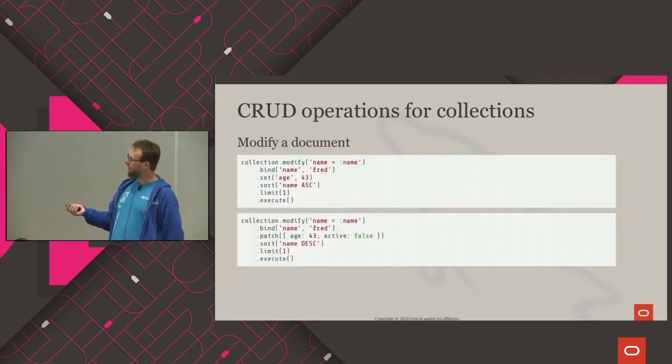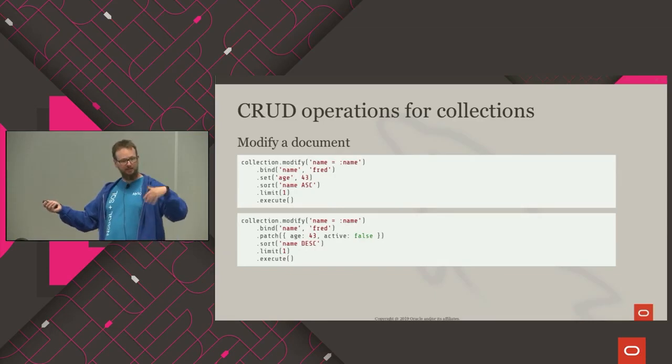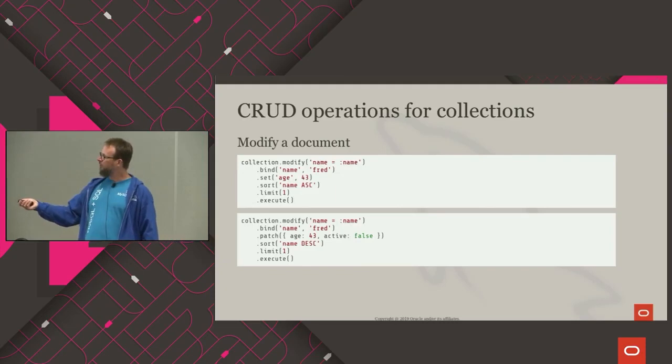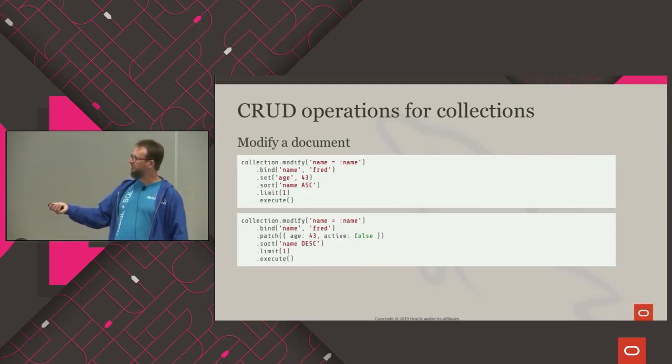So this is an example. I want to modify, I put name, and here you can see this syntax. It's because I'm going to bind it into my prepared statement. So I say, OK, name, and I put, OK, this variable, I want to bind into thread. I will change the age, I will put it to 43. I will sort it by name, ascending. The first record I will retrieve, and I will execute. So you can do that to modify.